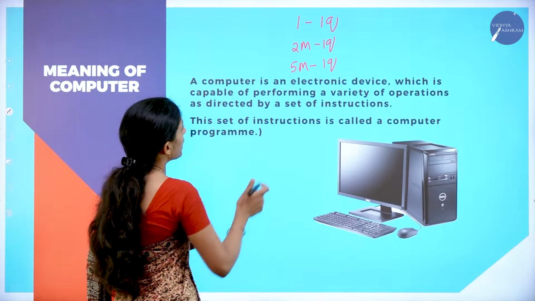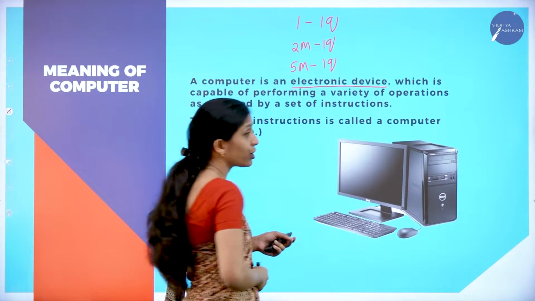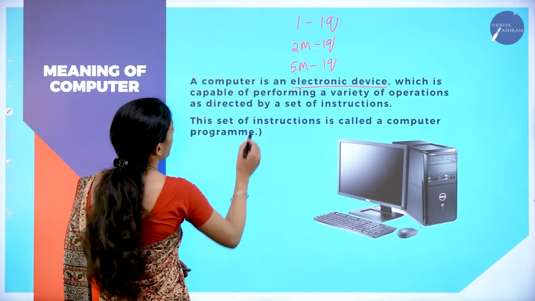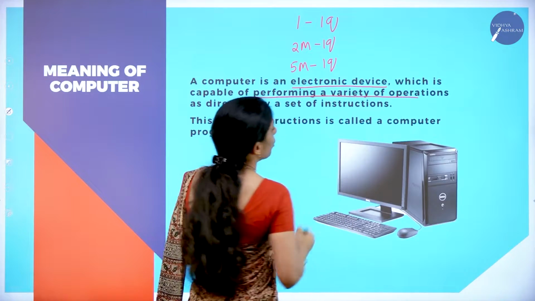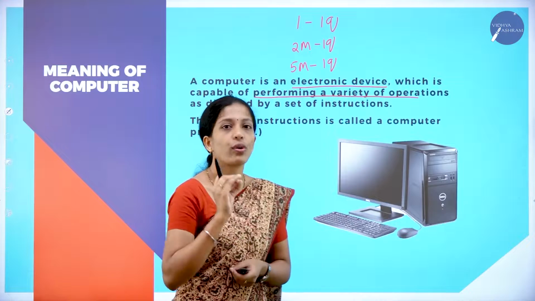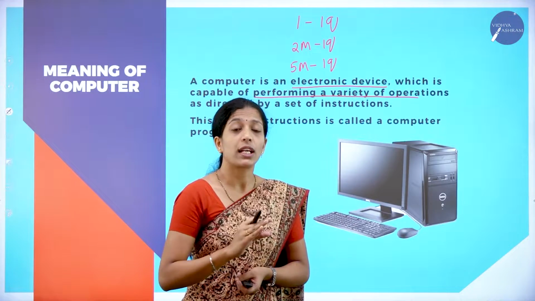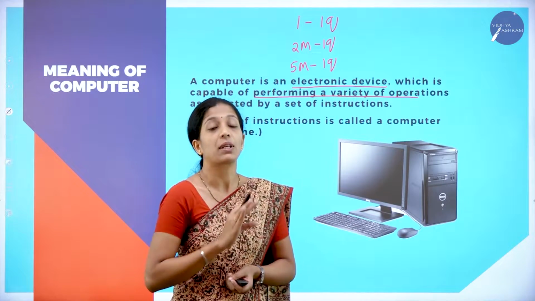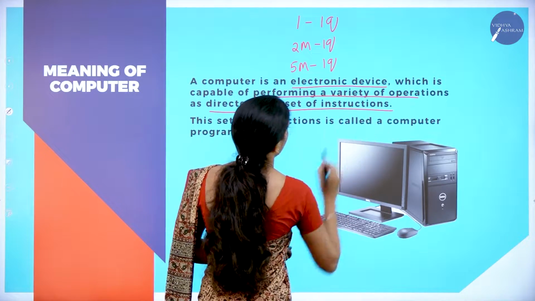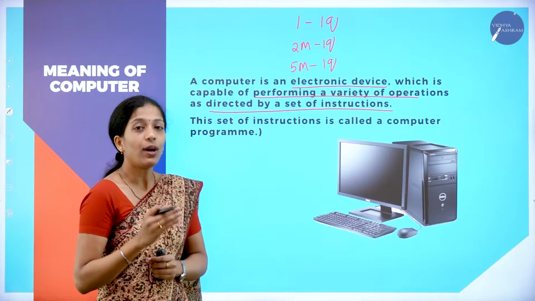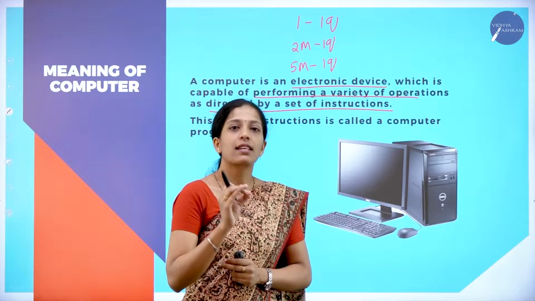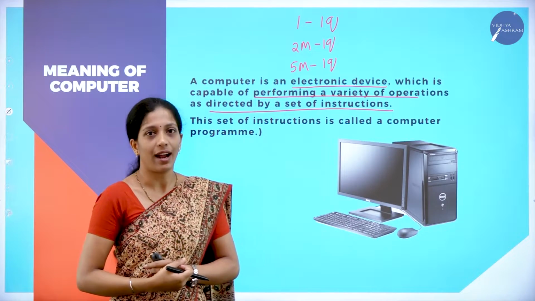Now, a computer is an electronic device. Of course, we know computer is an electronic device which is capable of performing variety of operations. So here, computer is not confined only to a particular activity. So it performs variety of activity or variety of operations as directed by a set of instructions. Now, as the humans give the instructions to the computer, in the same way, it will perform all the activities.